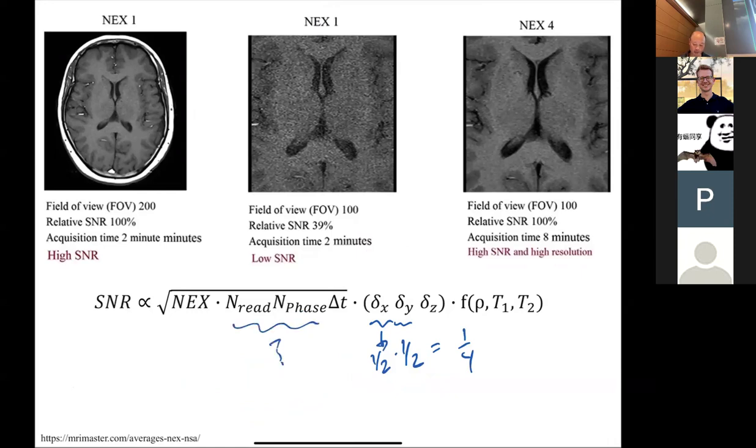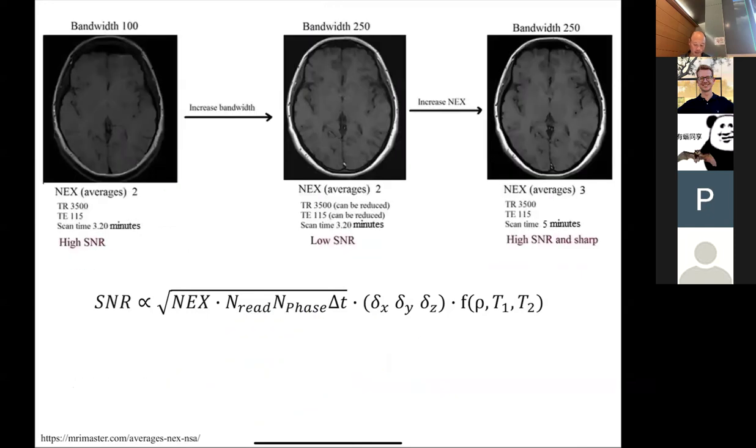Okay. And then one last case is here, they increase the bandwidth, right? And so you expect that the SNR is going to go from high to low. One of the ways you could deal with that is you increase the bandwidth, but then you also increase the number of NEX. So now you have both high SNR, but you also have a fairly sharper image, because some of those artifacts now are reduced, right? But the cost is time, right?